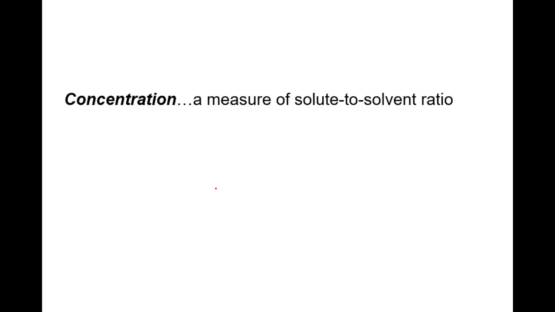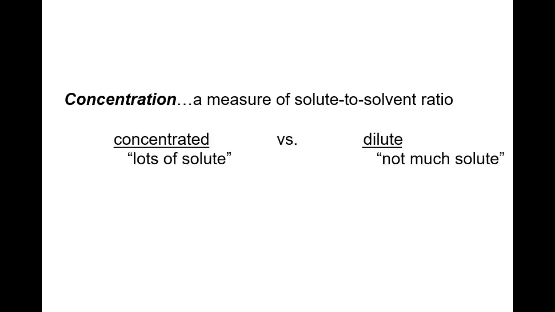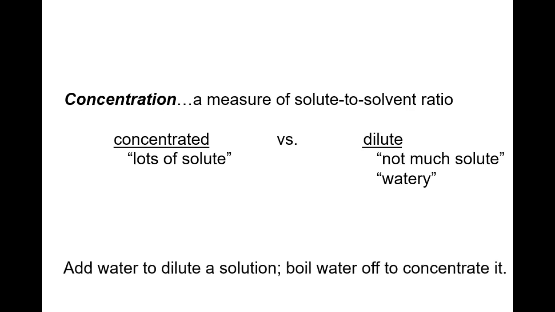So this is what we're about, dilution. Concentration is a measure of solute to solvent ratio. And it's either going to be concentrated or diluted. Concentrated means lots of solute. Diluted means not so much solute, or it's watery. Kind of like your sweet tea or your watered down tea.